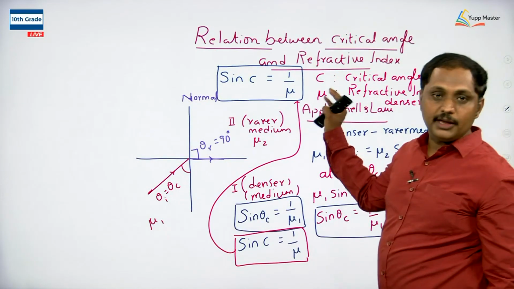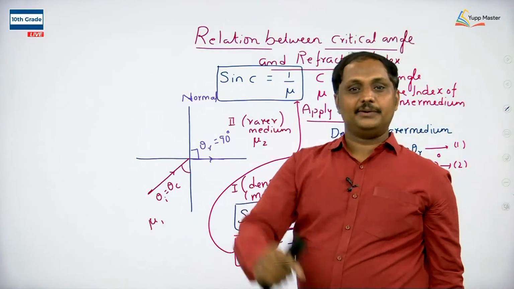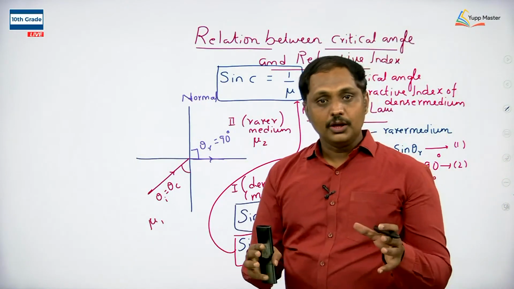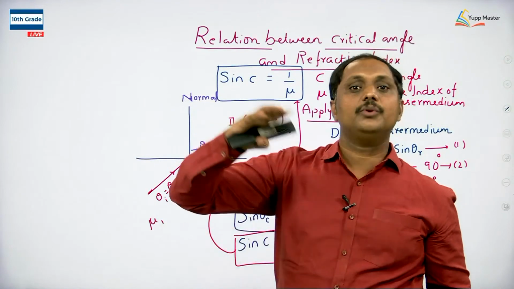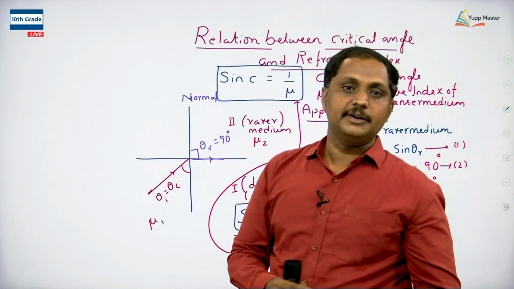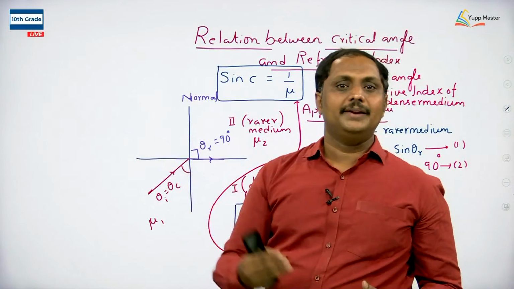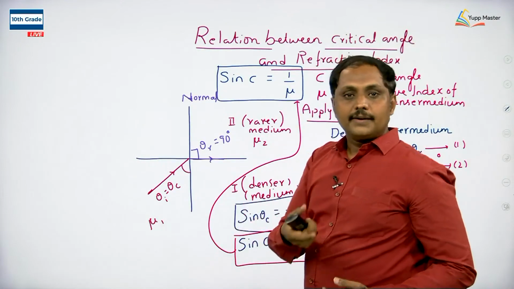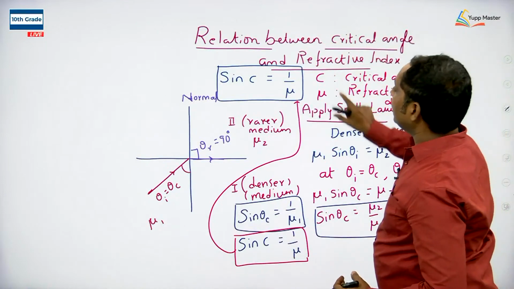Now it is going to be identified. Mu is the refractive index of the denser medium. Suppose the light enters from glass to air, water to air, or some transparent material, quartz to air, quartz glass to air, diamond to air. So we have different transparent materials, and that mu value is going to be identified.